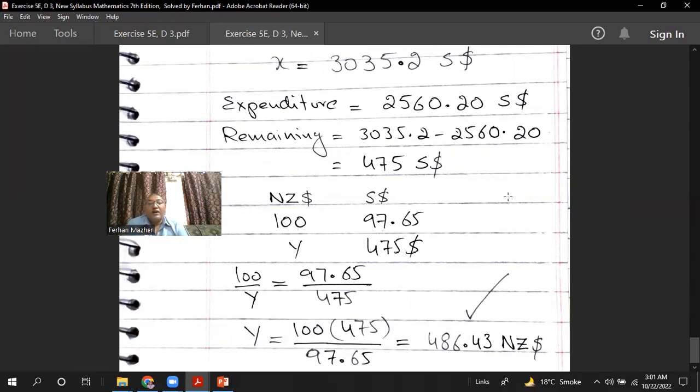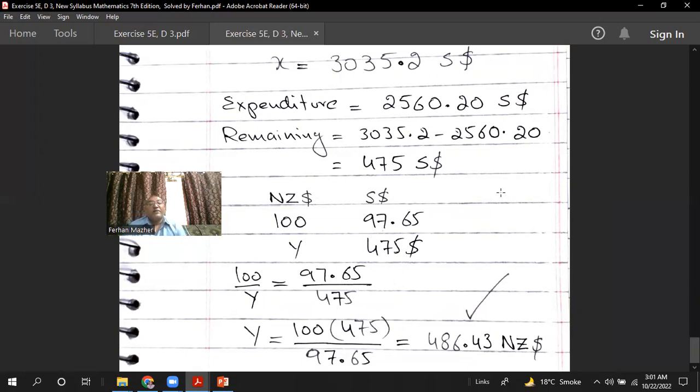So how much money is remaining with them? That will be 3035.2 minus 2560.20. So the money which is left with them is 475 Singapore dollars. Now they will convert the Singapore dollars back into New Zealand dollars. So now the exchange rate is different. It is 100 New Zealand dollars equals 97.65 Singapore dollars. So now they have 475 Singapore dollars. So how many New Zealand dollars will they get back?